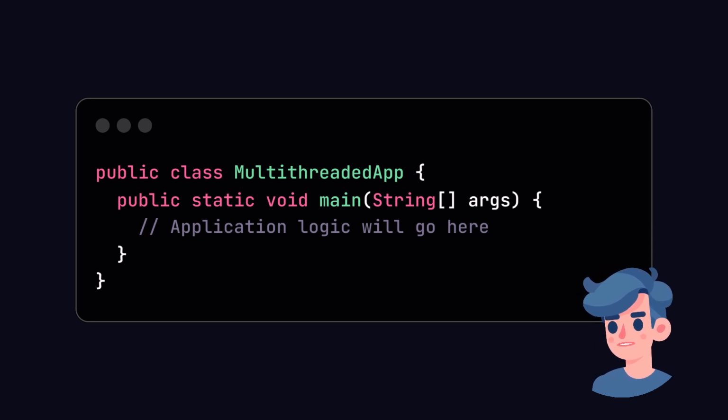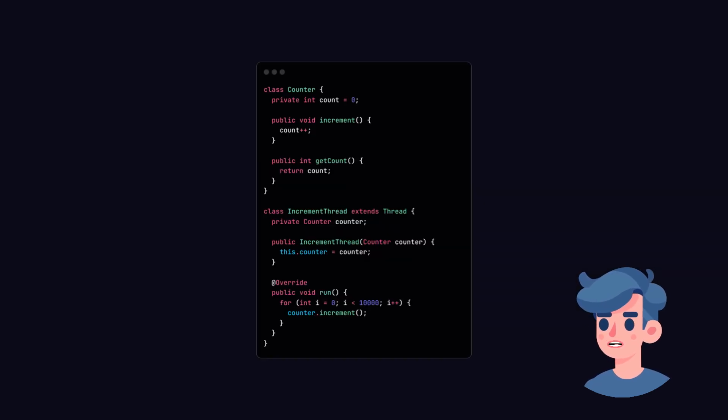Open your IDE and create a new Java project. Let's start with our main class. Now, let's create two threads that will access a shared resource. We'll create a counter that both threads will increment, which will allow us to demonstrate a race condition. Here's the code for the two threads.